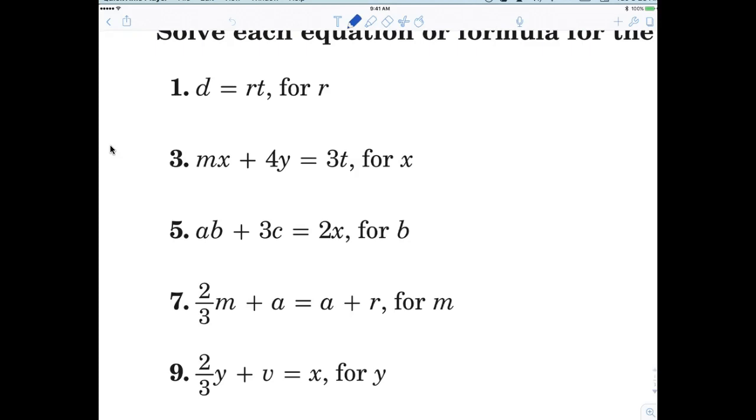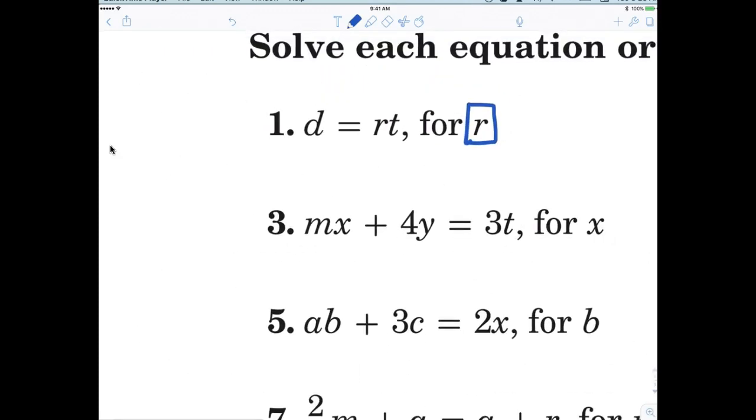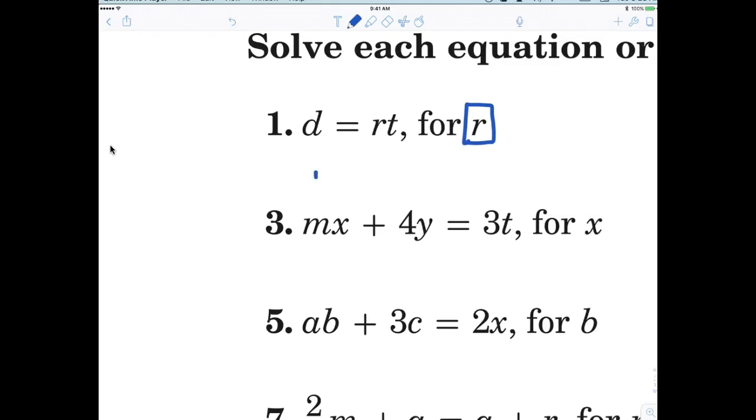Over here, we're solving for R. If we're solving for R, that means I got to eliminate what variable? If I'm solving for R, I have to eliminate the T. Now, how are the R and the T connected? Multiplication. So how do I undo multiplication? Divide. Now, I personally think everybody in here should be able to write this and just say R is equal to D over T. And that would be the answer.